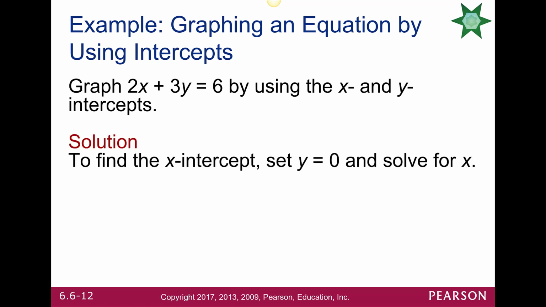So first I'm going to find the x-intercept, so I'm going to let y equal 0 and solve for x. So I replaced y with a 0, and I have 2x equals 6, so x equals 3. So my x-intercept is (3, 0).